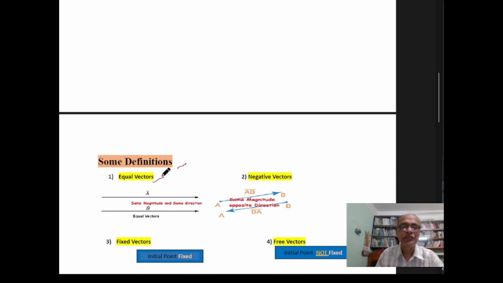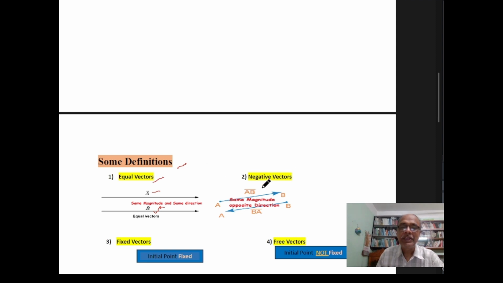Equal vector. If the magnitude and direction of two vectors are the same, then these are called equal vectors. Here you see vector A and B. These are the same in magnitude and the same in direction. So these are equal vectors.